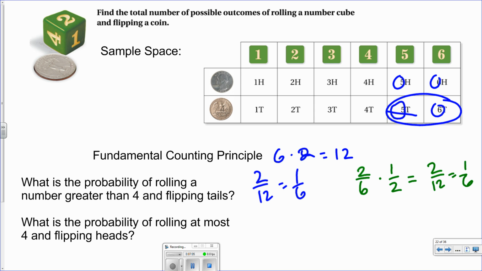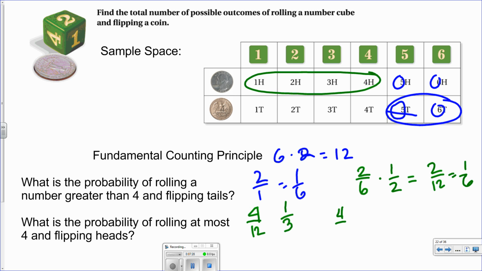All right, what is the probability of rolling at most a 4 and flipping heads? The most would be 4 and lower, and 4 and flipping heads would be these 4. So we know it's going to be 4 out of 12, or, I'm sorry, 1/3. 4 goes into 4 once, into 12 3 times. But you could say at most 4. Well, that's 4 out of your 6, and heads is 1/2, which gives you 4 12ths, which is 1/3.